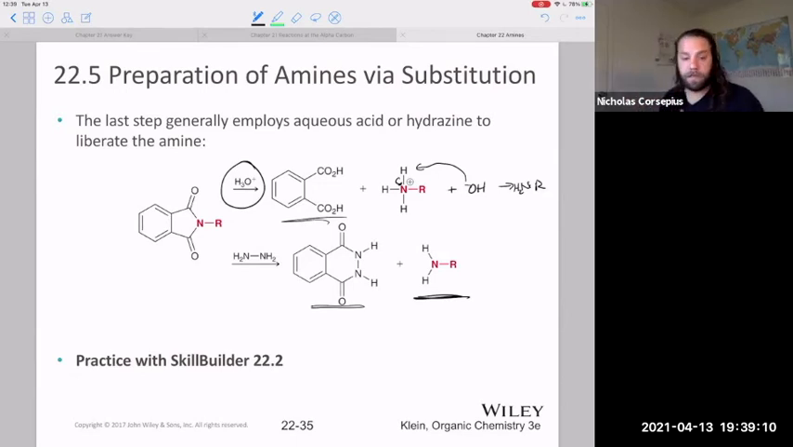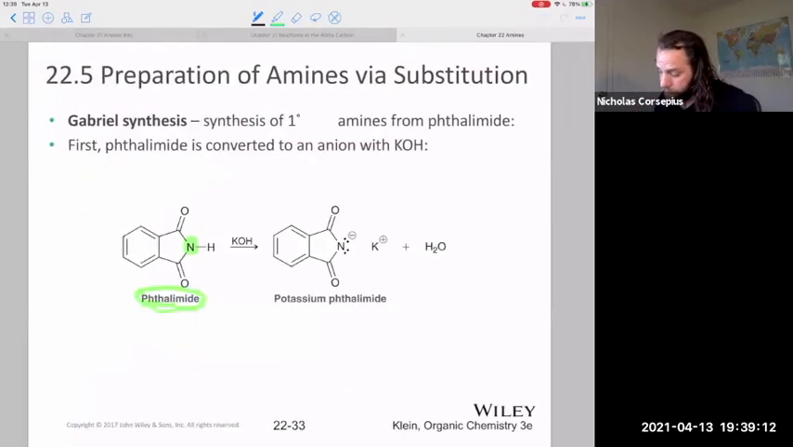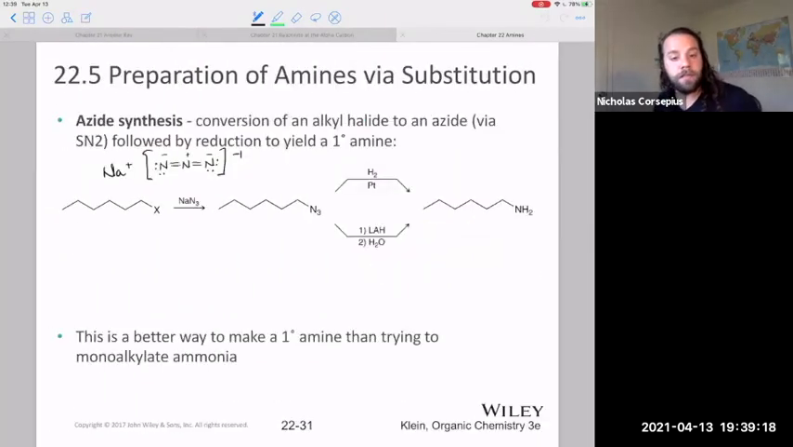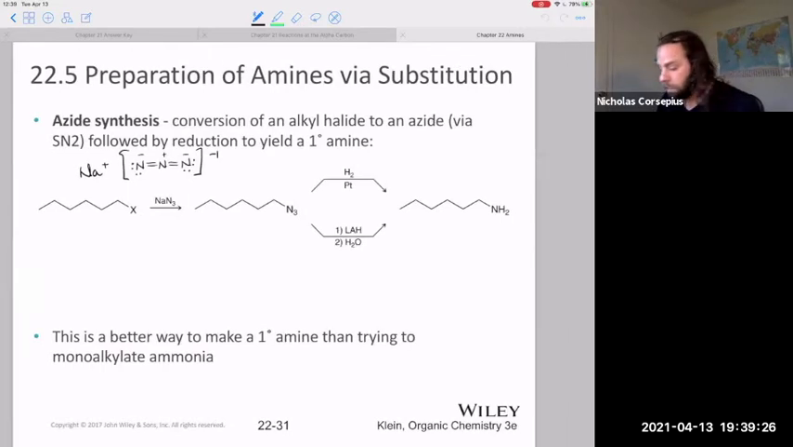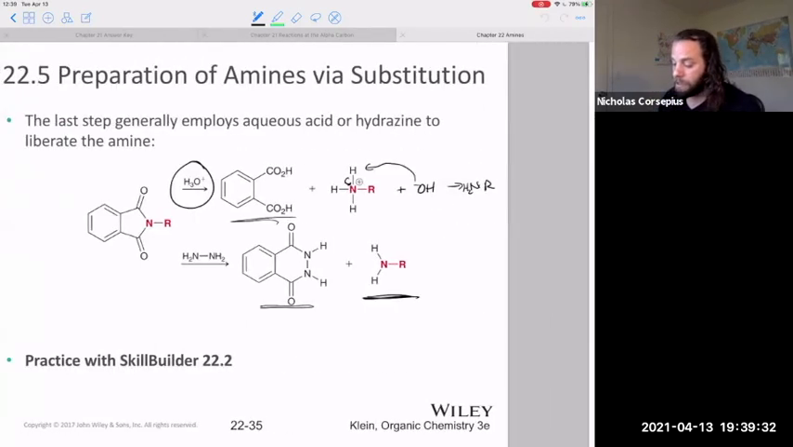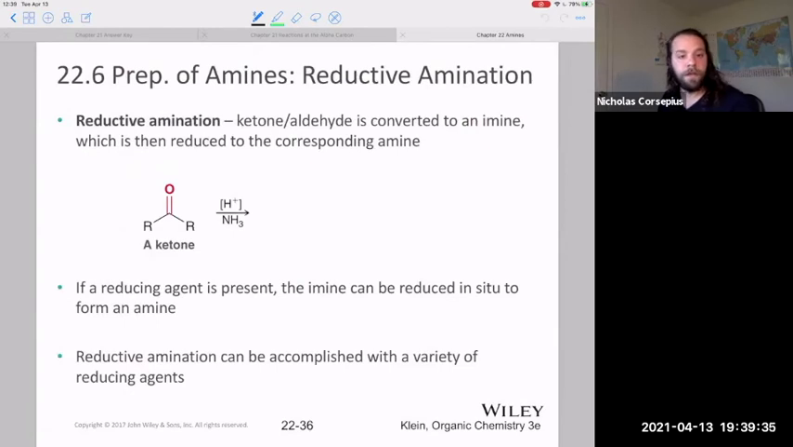Both of these methods, both the Gabriel synthesis as well as the azide synthesis, are ways to convert a primary alkyl halide into a primary amine. Okay, they both accomplish the exact same goal. We got to know them both, but in terms of your synthesis strategies, there's not any sort of difference between the two. Again, they're both limited in the sense that you're only producing primary amines. Not only that, you're only producing terminal primary amines, right? You need to start out with an alkyl halide that's susceptible to SN2 type reactions.